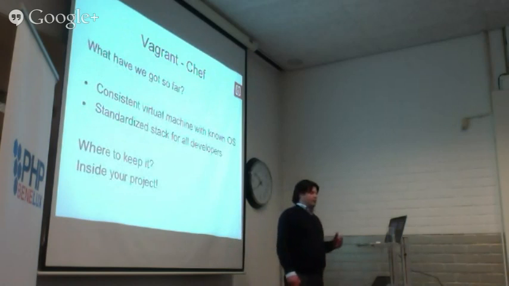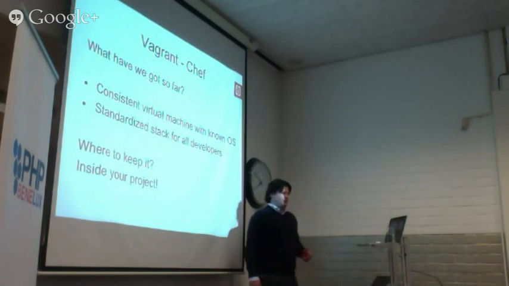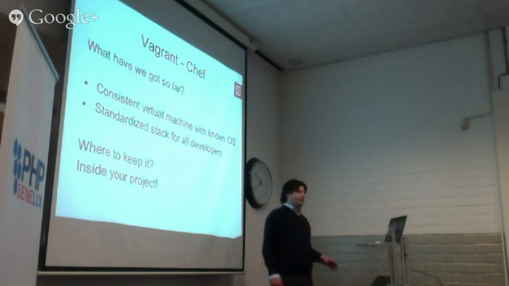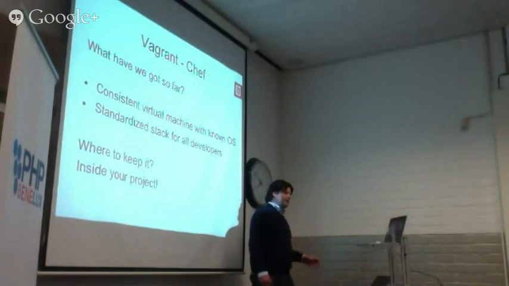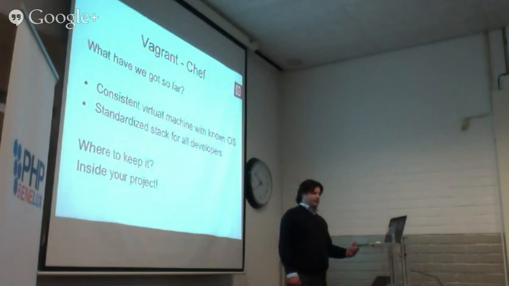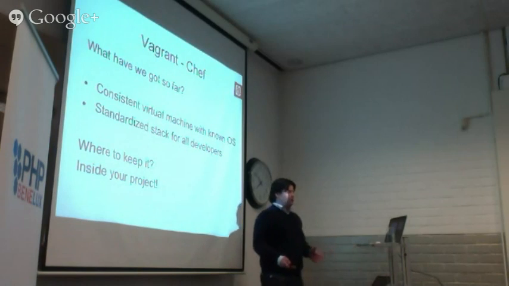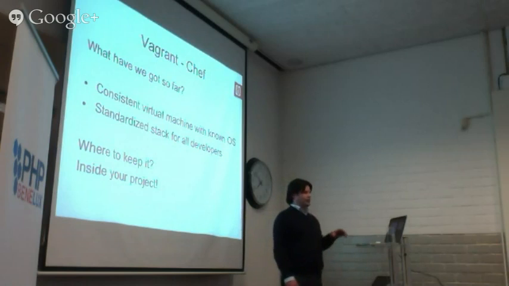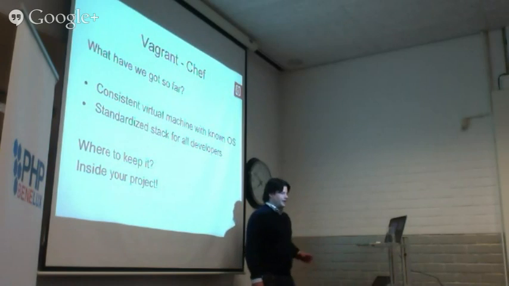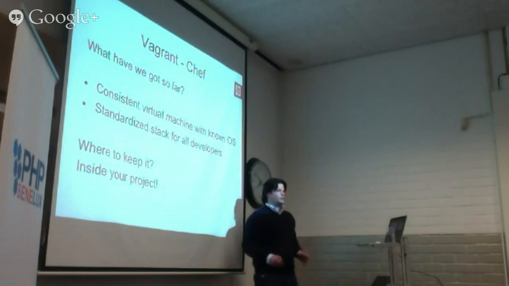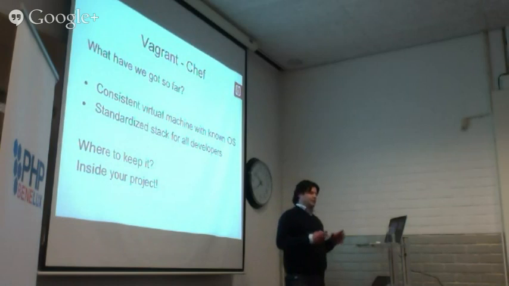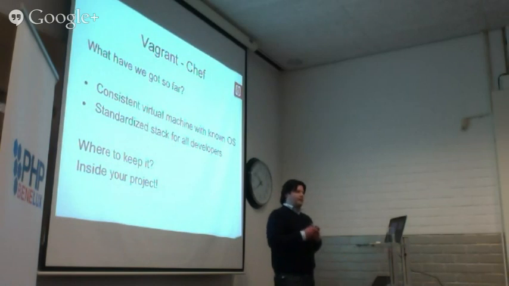So, what have we got so far? Well, we've got a consistent virtual machine with a known operating system. We defined it by our base box that we're using. We defined the box we're using inside our Vagrant file, and that gives us a consistent OS that everyone knows and uses and should use. At the same time, we provide the whole stack for everyone. That means that every developer can have a standardized stack. So where do you keep all this? You keep it inside your project. You commit it to the version control system your project is using. That means that once you check out your project again, you have everything you're ever going to need.